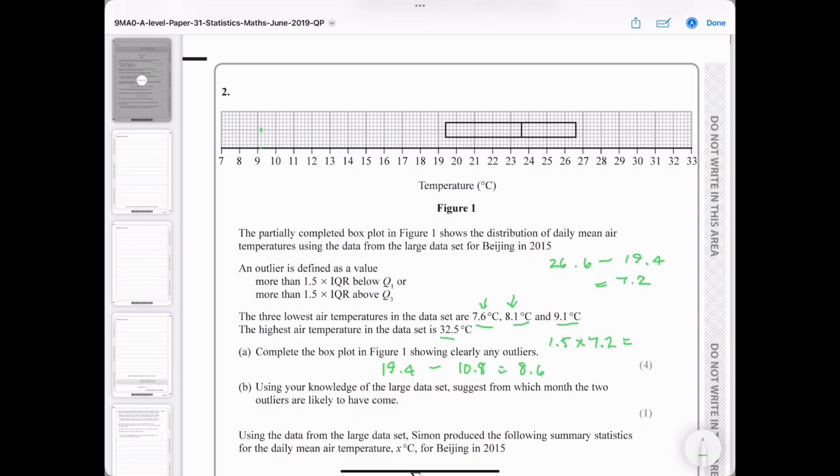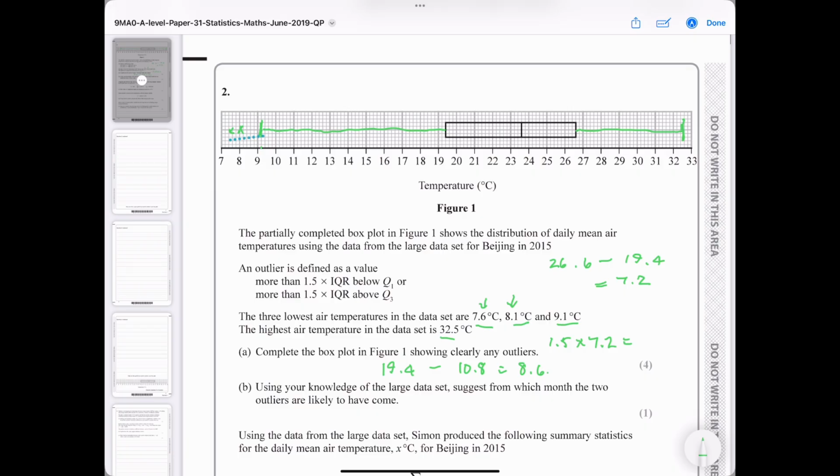And then we can put that there. I'm not drawing that well. And then 7.6 and 8.1 can go here and here, because they're outside of that. And then let's add 10.8 to 26.6. Well, it goes way beyond that anyway, and so we won't worry about that. And 32.5 can be our last one, which is there. And then let's just put that in there.